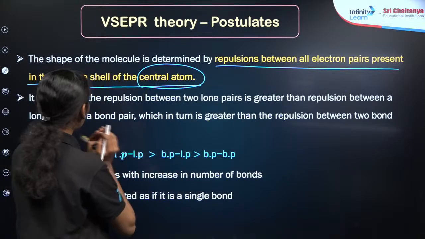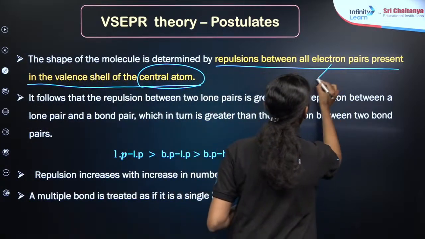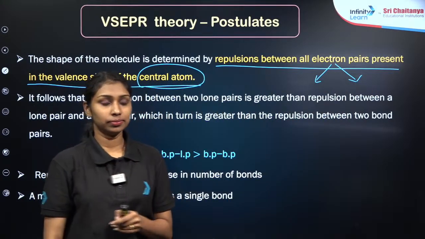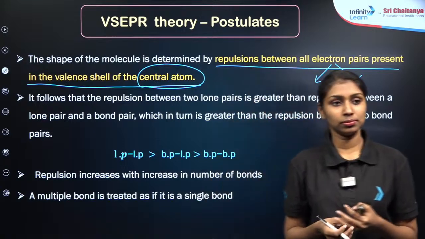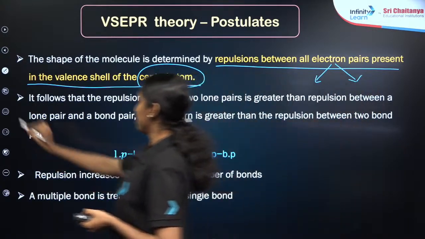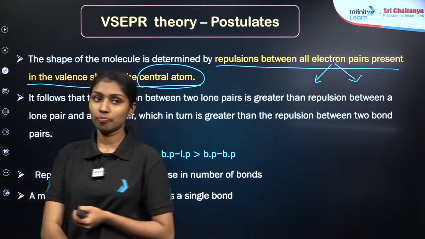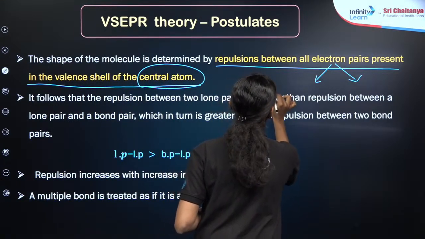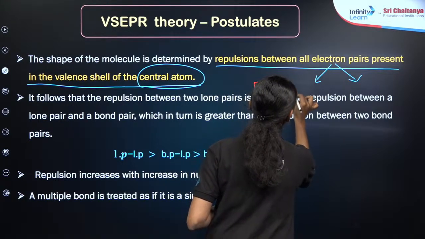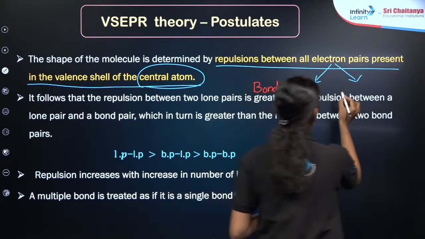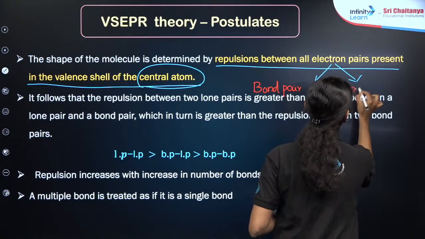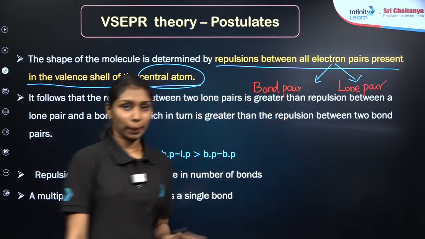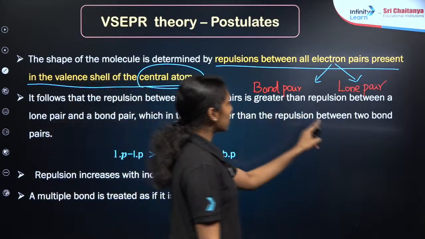Okay. Now I have a question for you. Maybe you have an idea about electron pairs, right? There are two types of electron pairs in a compound. What are they? One is the bond pair, which is involved in chemical bonding. The other is the lone pair, which does not take part in chemical bonding. So in molecules, there will be two types of electron pairs: one is the bond pair and the other is the lone pair.